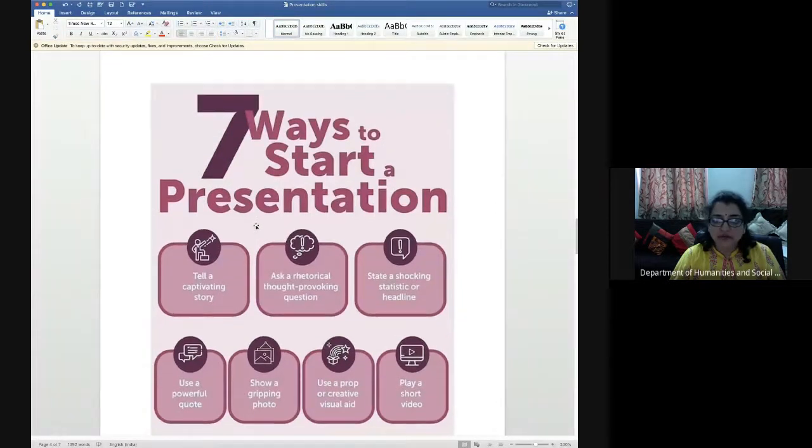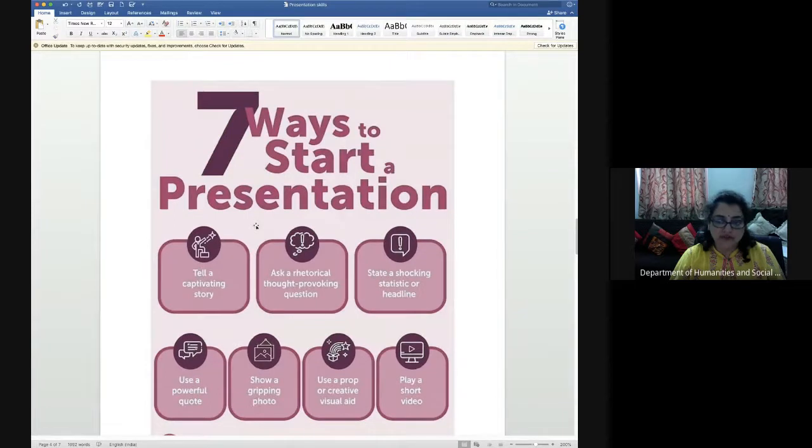Now we come to the 7 ways to start your presentation. So how to make your presentation more attractive. First, when you begin, after addressing the audience, you try to make it more attractive by telling some joke or some phrase or some poetic lines, or just tell a captivating story. Okay, so that is how you are trying to engage the audience right at the beginning.